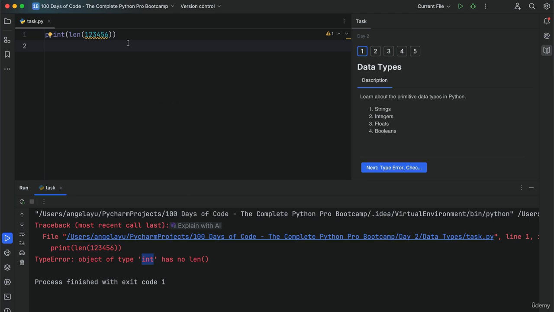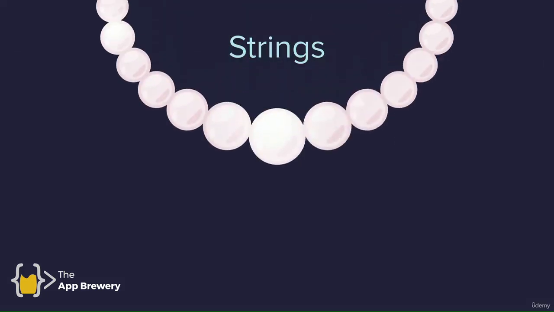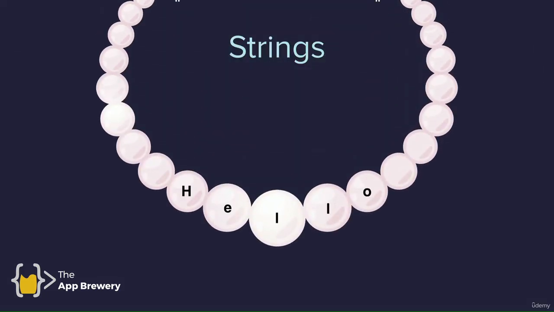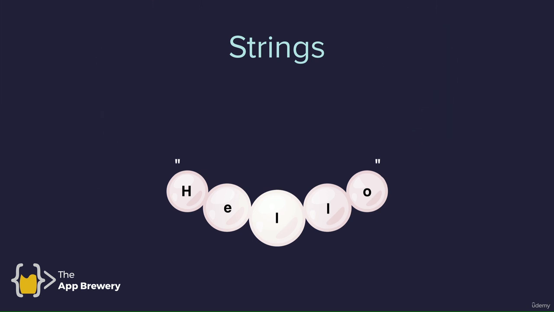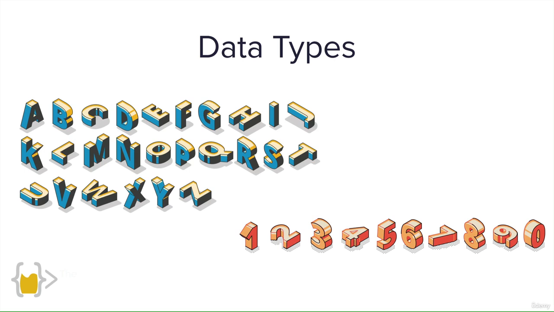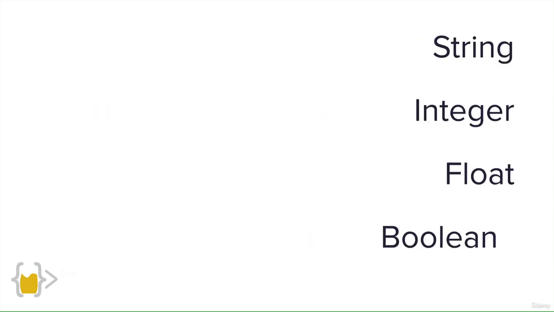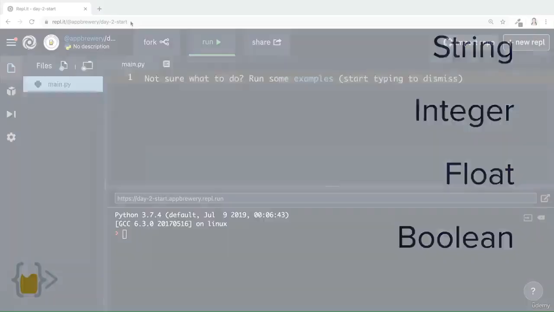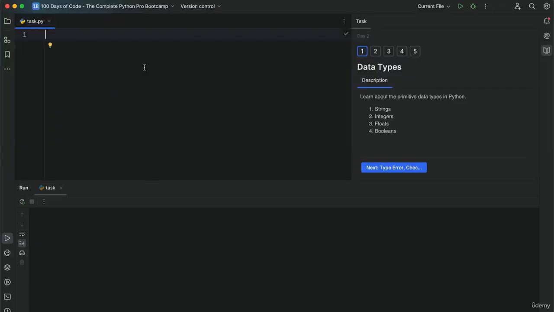Well, in order to understand it, we first have to learn about data types. Now, on day 1, we already explored this data type called strings. You're probably not going to be surprised to learn that there's a whole lot more other data types out there. And today, we're going to explore some of the most important and some of the most basic data types, such as strings, integers, floats, and booleans. And we'll explore each of these in detail. So let's take a look at some of the data types.